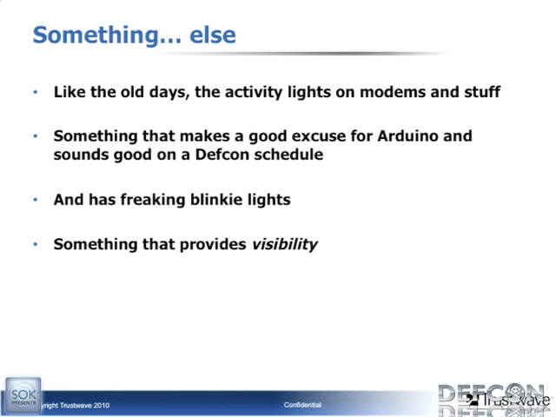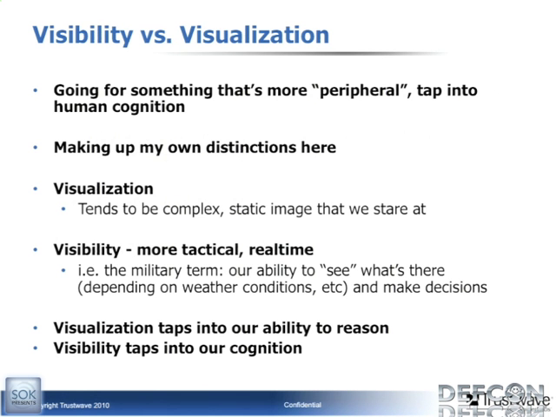And of course, something gives you visibility. So now I'm going to start butchering some other words, okay? Visibility versus visualization. This is me trying to figure out how to do the differentiation. It's not that you're going to look them up in the dictionary and they have this difference. This is just me trying to express something. But I'm going for something that's peripheral. I'm trying for something that is going to tap into your cognition. We'll talk about that in a little bit here.